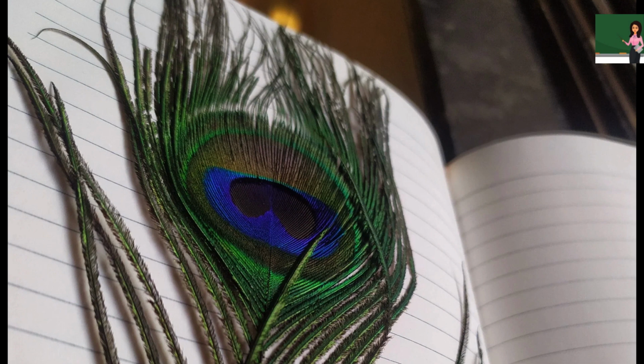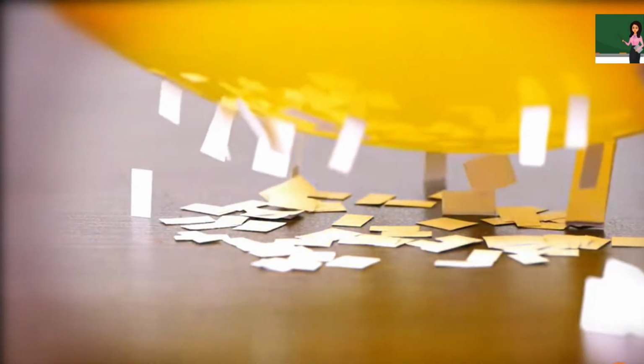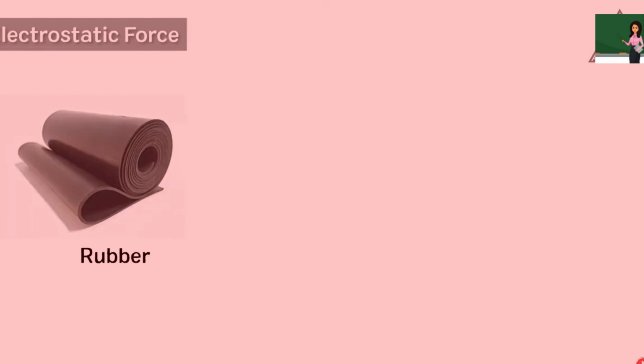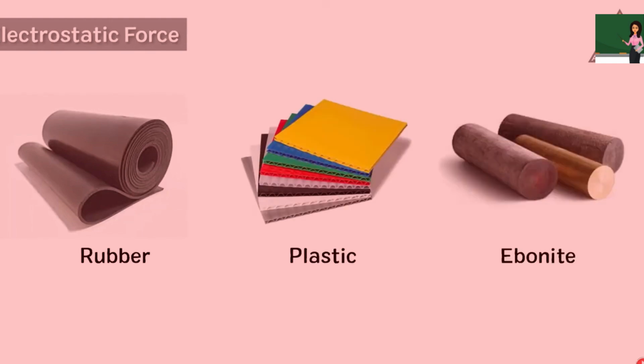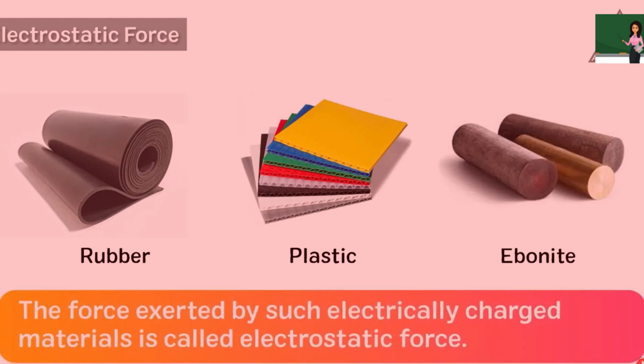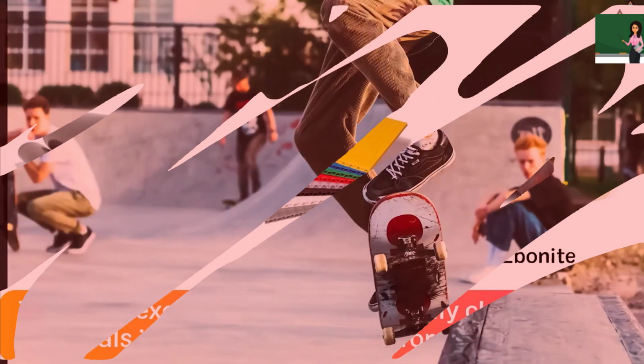What do you see? In the above activities, the pieces of paper, hair, and the peacock feather are seen to move. Why does this happen? Static electricity is produced on materials like rubber, plastic, and ebonite due to friction. The force exerted by such electrically charged materials is called electrostatic force.